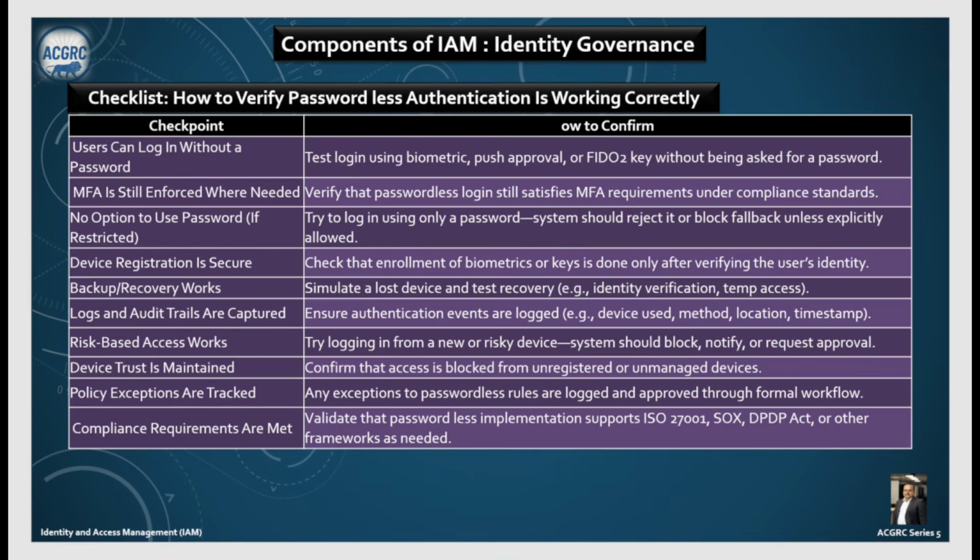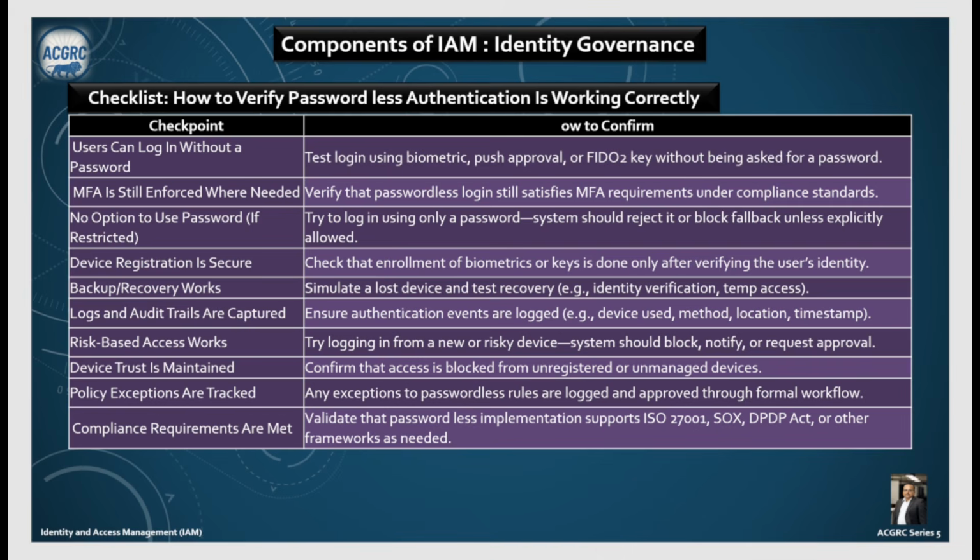Ensure authentication events are logged: when it is used, what method, what location. So logging is critical here. Try logging in from a new or risky device. The system ideally should block, notify, or request additional approvals. Confirm that access is blocked from unregistered or unmanaged devices. Any exceptions to the passwordless rules are logged and approved through a formal workflow. But define your exceptions early on, and under what conditions.